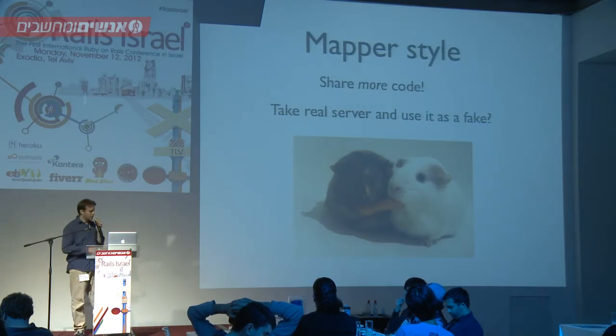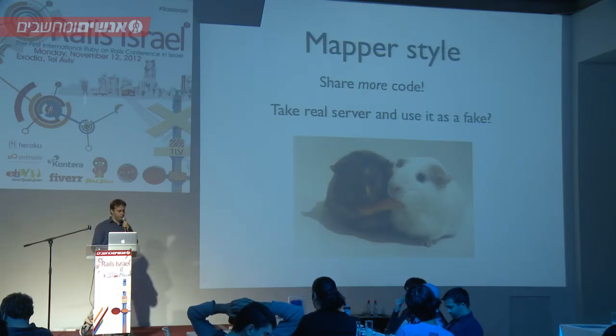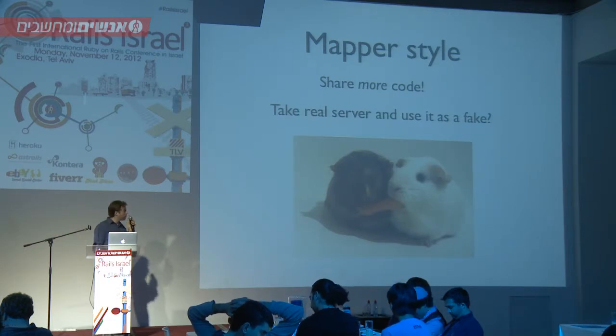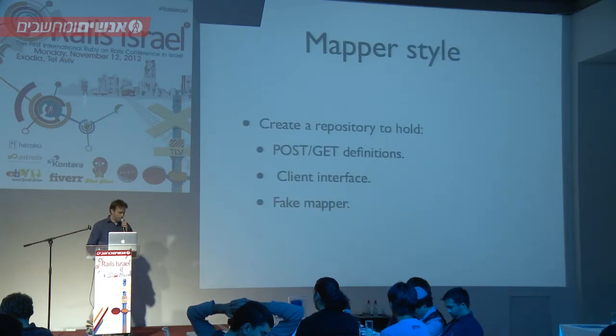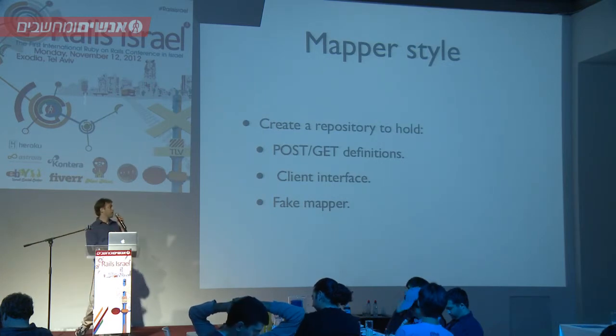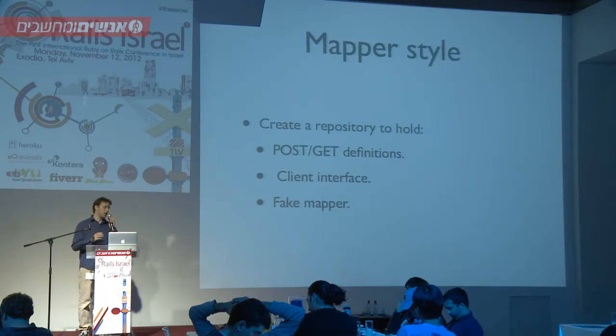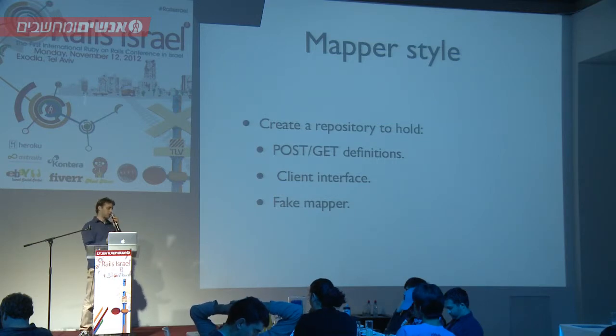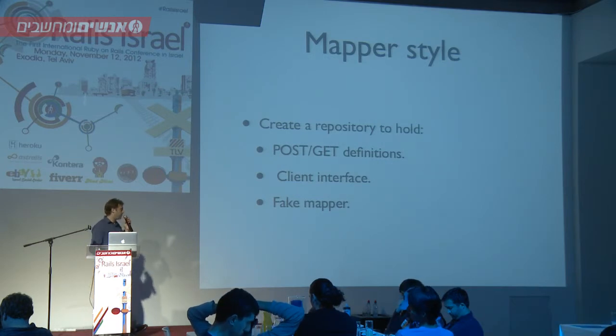So the last thing I'm going to talk about is the mapper style. It's something that we've used at EngineYard. I haven't really seen it used anywhere else. It's dependent on specific libraries and such, and I'll run real quick through it. But the main idea is that instead of having two separate places, a real API and then a fake API, we're going to have one repository that's going to hold both of them. And we're just going to use a module to define whether it's going to be fake behavior or real behavior and then map it accordingly, exactly like the fake example.